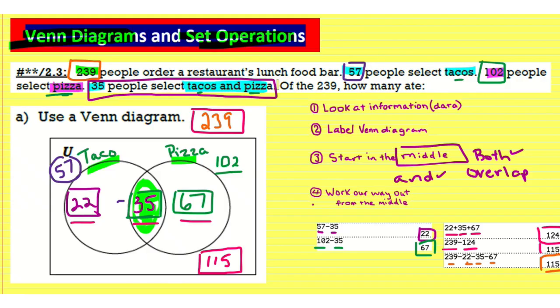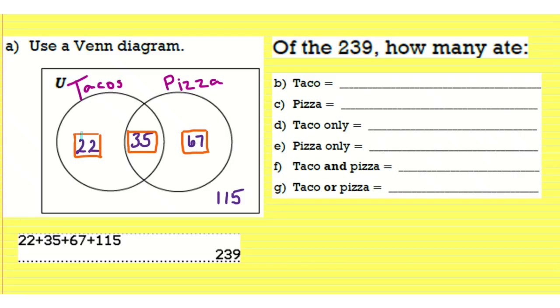to answer some questions on the next screen. Of the 239 people at the restaurant, how many ate? And that is going to be on our next screen. Okay, we can now see that 22 plus 35 plus 67 plus the 115, they all add up to the total of 239 people that were at the restaurant. Okay, so we're good to go.